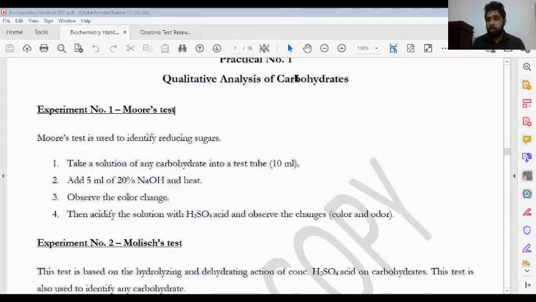It means they do not have free aldehyde and ketone groups to donate or give electrons. Basically they cannot oxidize. They cannot further oxidize.